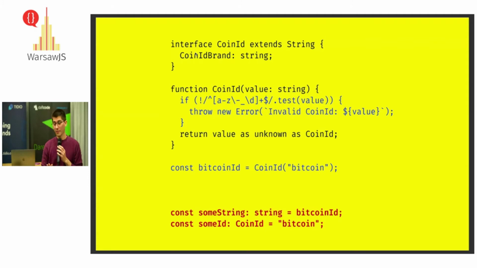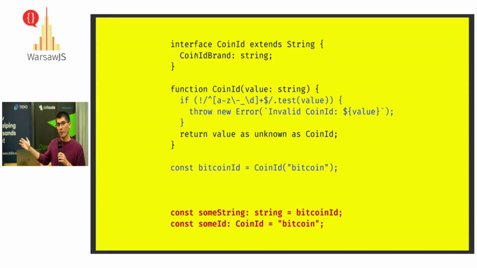The hack is this. You create an interface, you extend a string, and you add some random property, okay? So the property name and the property value don't really make a difference. For consistency, when the interface is named CoinID, I'm naming it CoinID brand, because branded types is another name for this thing. Once I have this interface, I create a function also named CoinID. So the interface is named CoinID, the function is named CoinID. And the function kind of works like a constructor for the type, but it also enforces runtime constraints.